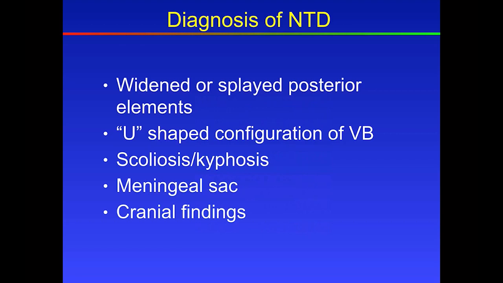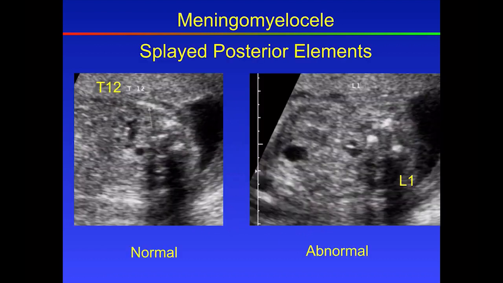I'd like to next review the Chiari malformation or neural tube defects. There is widening or splaying of the posterior elements, a U-shaped configuration of the vertebral bodies, scoliosis and kyphosis, a meningeal sac, and then cranial findings. So this is a patient that has the splaying of the posterior elements.